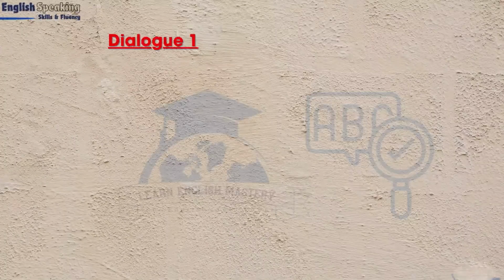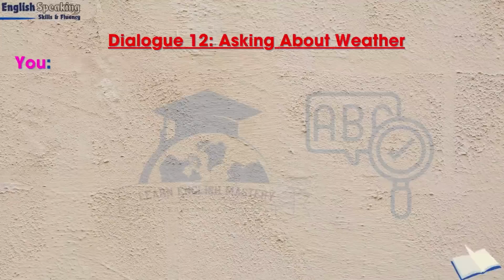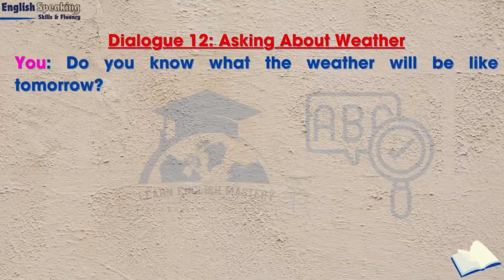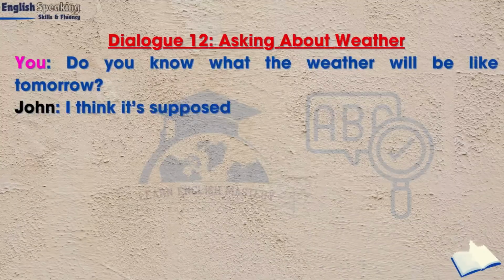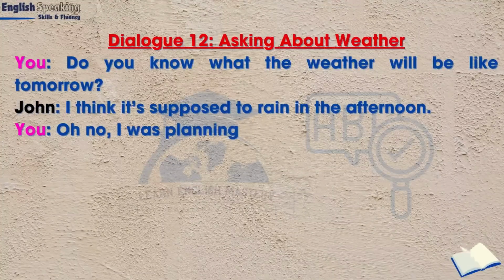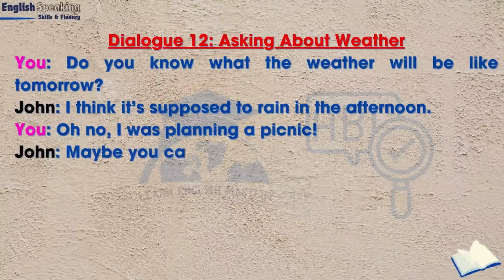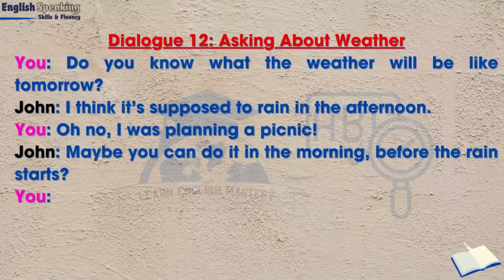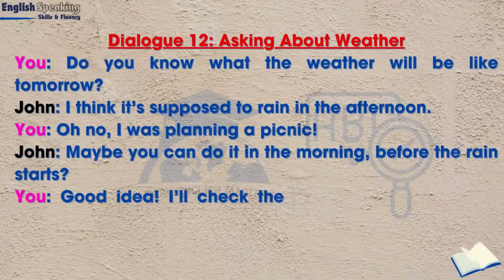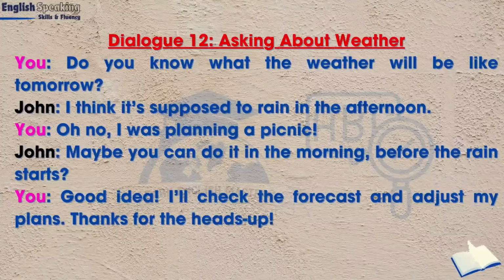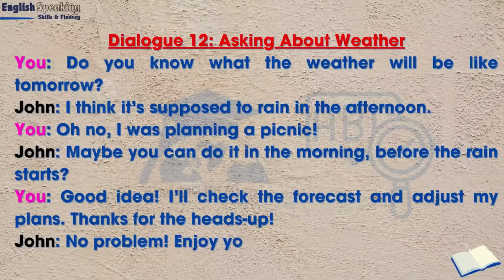Dialogue 12, asking about weather. Do you know what the weather will be like tomorrow, John? John: I think it's supposed to rain in the afternoon. Oh no, I was planning a picnic, John. Maybe you can do it in the morning, before the rain starts. Good idea. I'll check the forecast and adjust my plans. Thanks for the heads up, John. No problem. Enjoy your picnic.